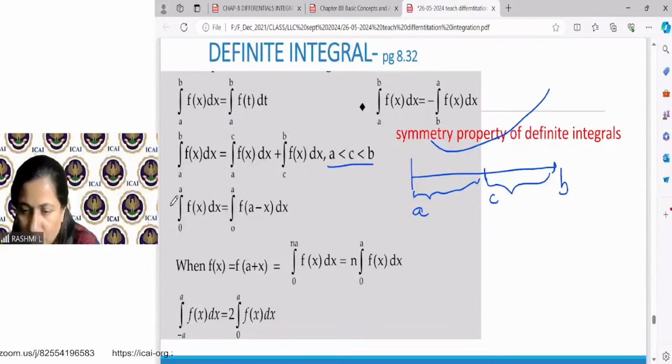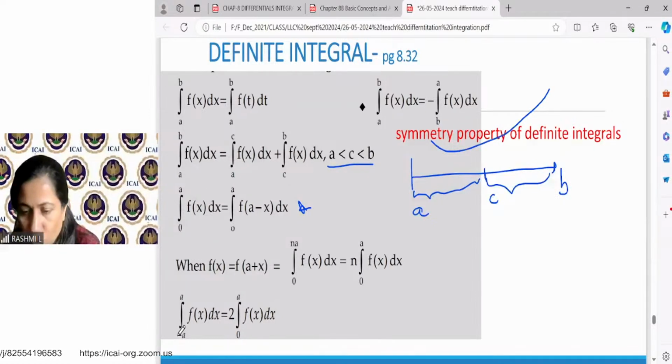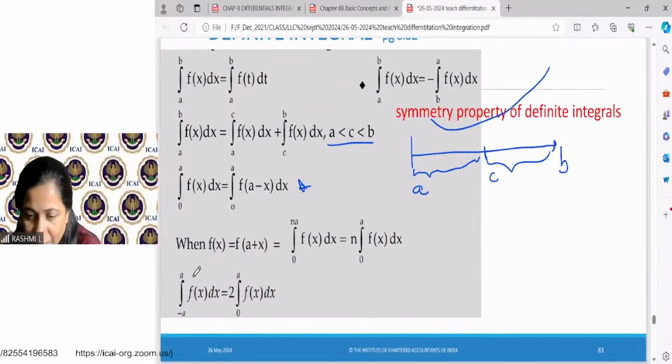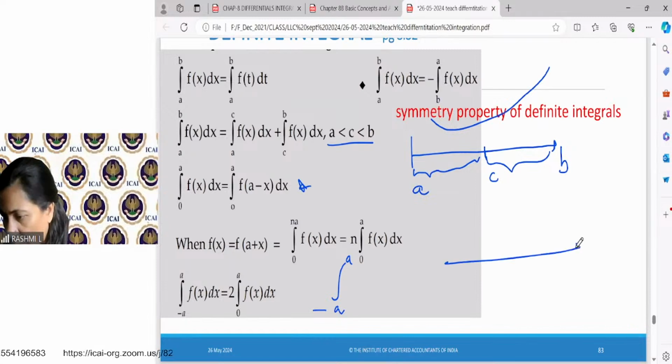This is also important: integral of f of x dx from 0 to a is integral of f of a minus x dx. This is usually used so that you can simplify the function that is given. And if your function is going from minus a to plus a, what does it show on the number line? Here, this is your minus a.